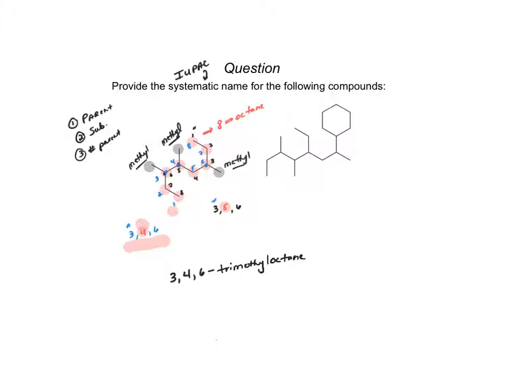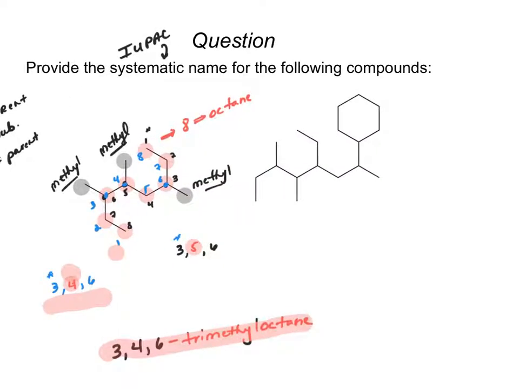Okay, so lots of little bits there. And let's highlight. 3,4,6-trimethyloctane. Okay, now let's move over to this guy. We'll start trying to find the parent. So we've got 1, 2, 3, 4, 5, 6, 7, 8. There's no other chain that's going to give us more than 8 carbons in this. So again, we have 8, which is octane.